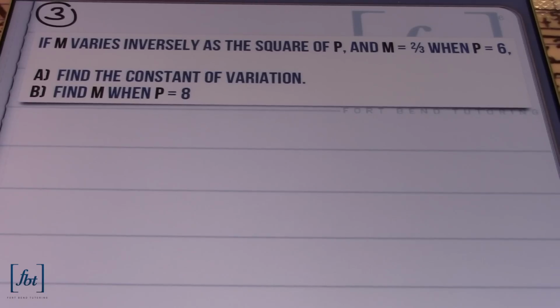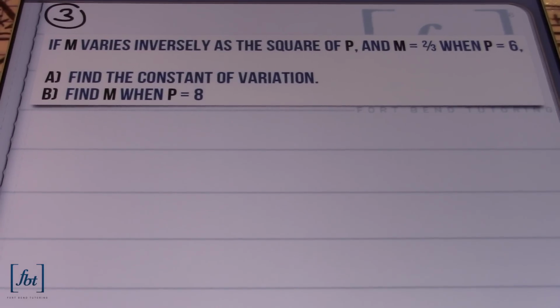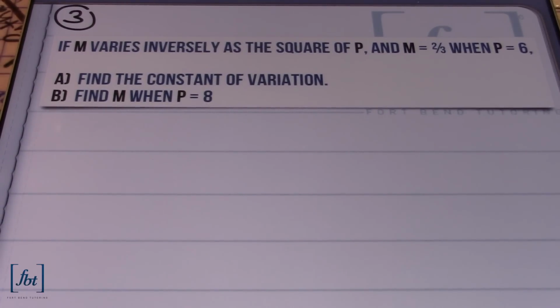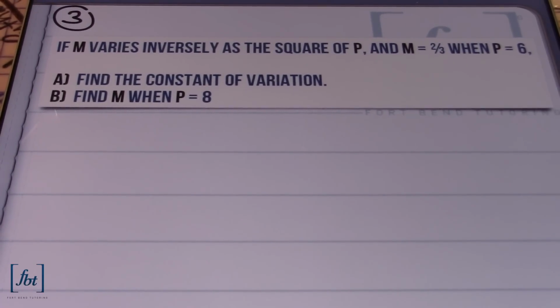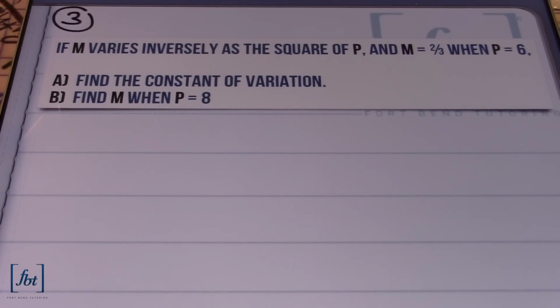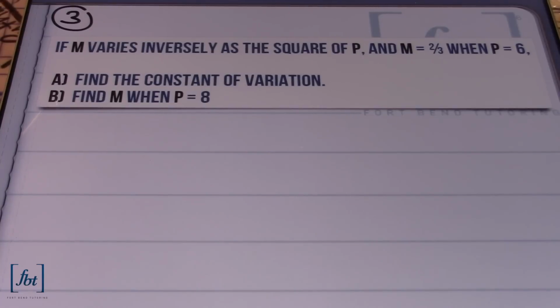Let's move along. Problem number 3. For problem 3, it says if M varies inversely as the square of P, and M equals 2/3 when P equals 6, A, find the constant of variation, and B, find M when P equals 8. We're about to slay, aka kill, this problem.